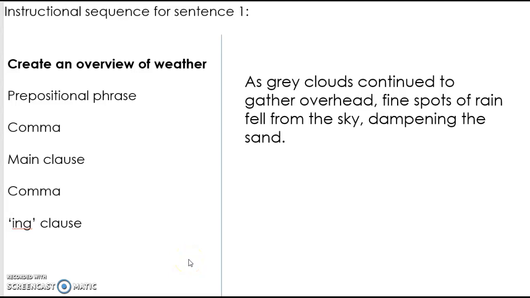Okay, so the first part of this tutorial ended on this slide. We had just looked at how to write the very first sentence of a piece of descriptive writing or of a story, which sets an overview of the weather and begins with the fronted prepositional phrase. So I wrote the sentence, "As grey clouds continued to gather overhead, fine spots of rain fell from the sky, dampening the sand." So I've intimated that this is obviously set on a beach because I've referenced sand, and I've started by setting the scene, and it's a bit of a sort of morose scene.